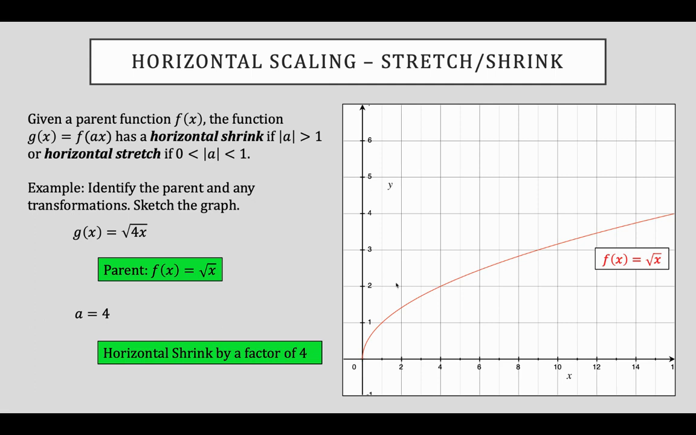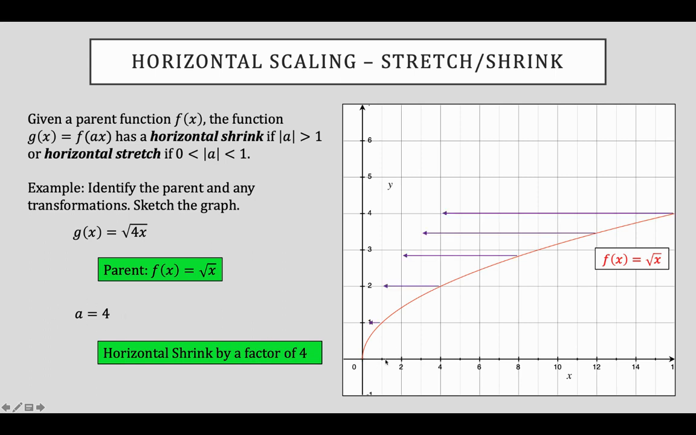Similarly, here I had the x-coordinate of 8. Well, if I take 8 and I divide it by 4, that's going to bring me to 2. All right, that point on the graph of our parent function is going to get shrunken towards the y-axis and brought to 2. Okay, all of our x-coordinates that we see on our parent function are going to get divided by a.